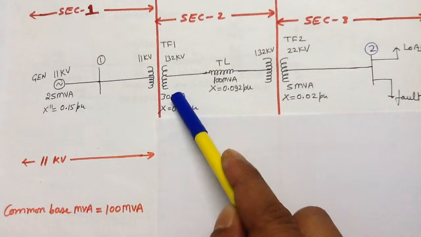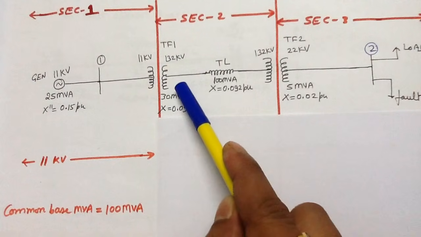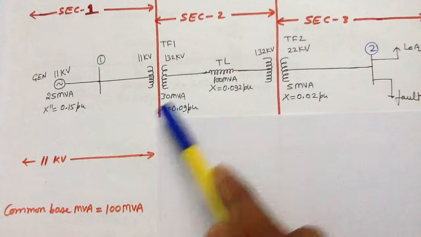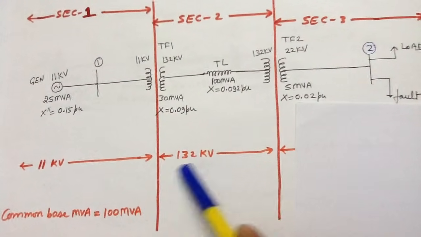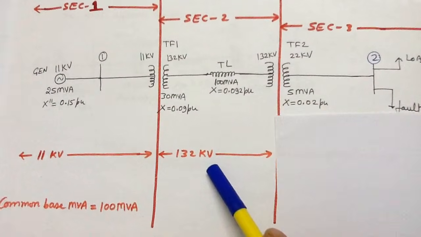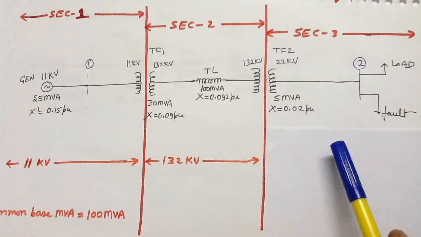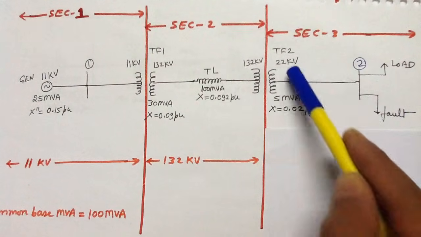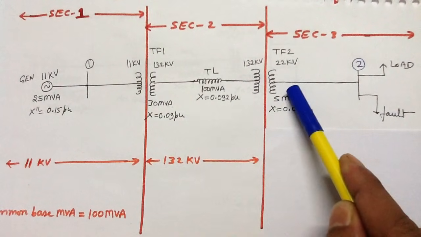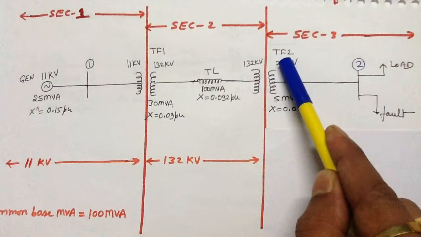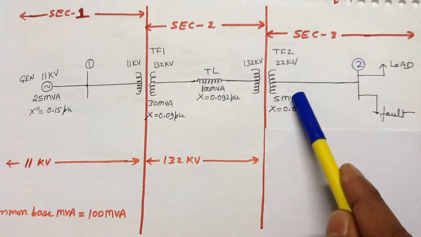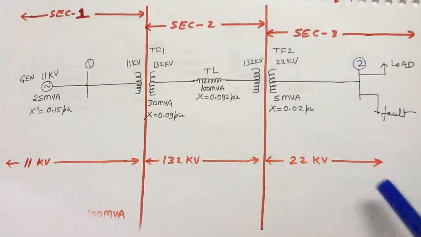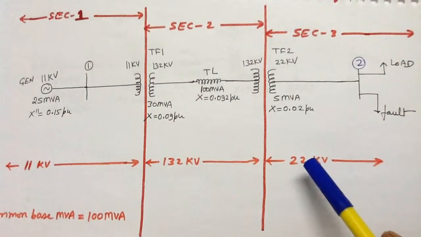The transformation ratio of transformer number 1 is 132 upon 11, which is 12. So this voltage will be 11 into 12 in section number 2, which is 132 kV. Now, this 132 kV will get transformed in section number 3 according to the transformation ratio of transformer number 2. The transformation ratio of transformer number 2 is 132 upon 22, which is 6. So 132 upon 6 is the new base voltage for section number 3.